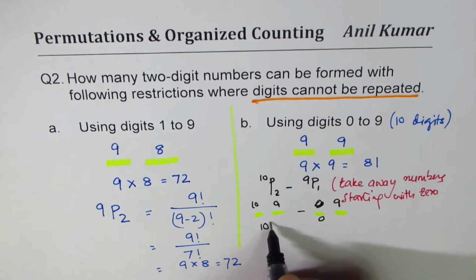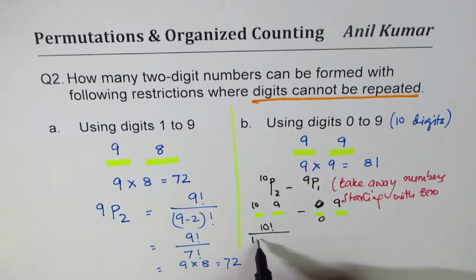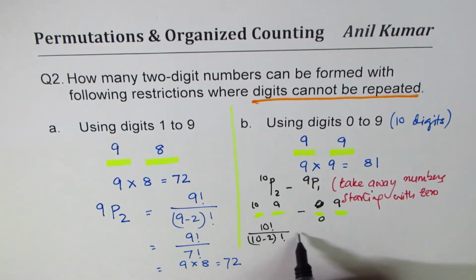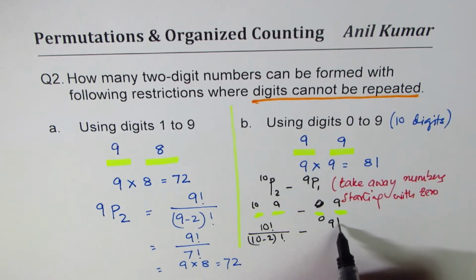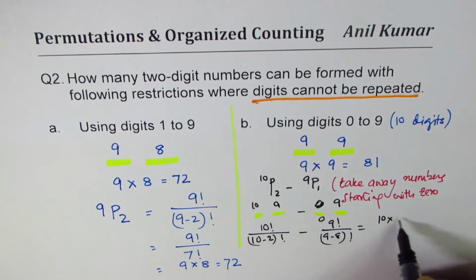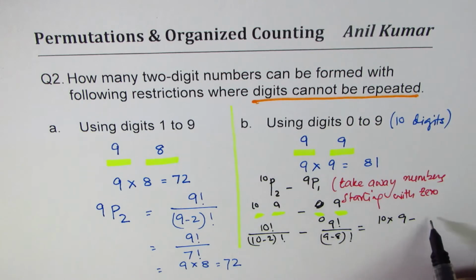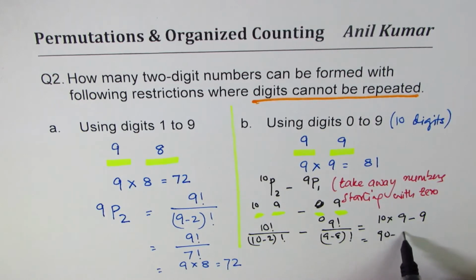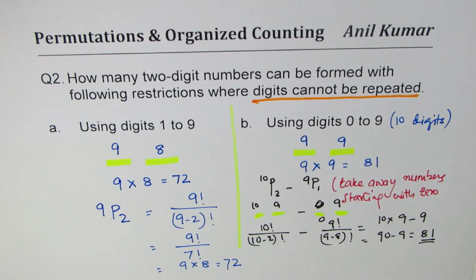10P2 is 10 factorial over (10 minus 2) factorial, minus 9P1, which is 9 factorial divided by (9 minus 1) factorial. That is 10 times 9 minus 9. And that gives you the same answer: 90 minus 9 is 81. So it's a bit tricky using permutations. Counting principles give you a very straight answer. And in general, when working with numbers, counting principles is a good way of going about it.